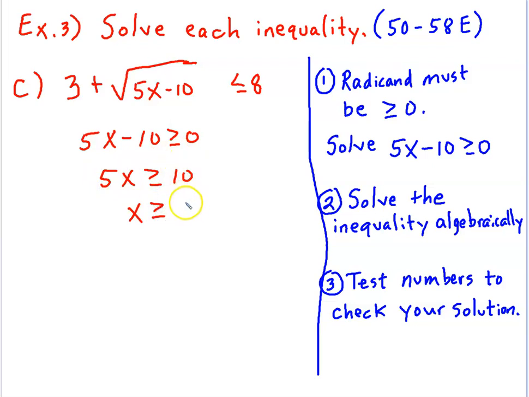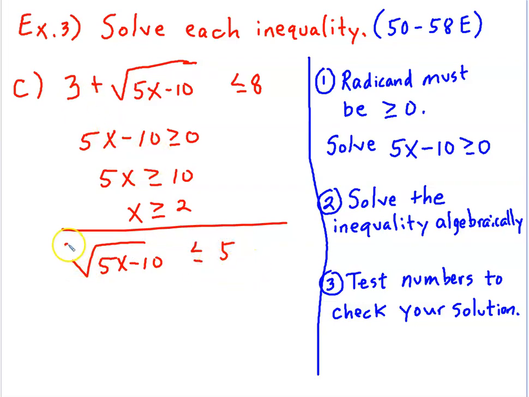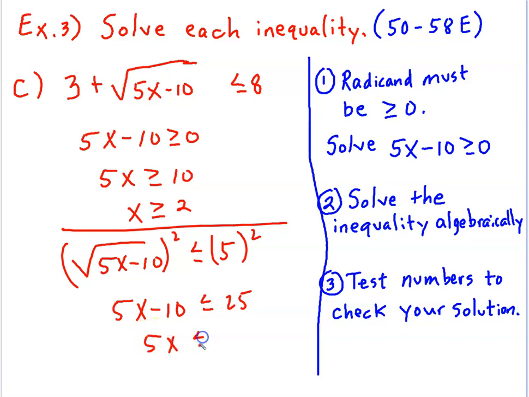So I've got to make sure that my answers are any number greater than or equal to 2. Okay, so when I solve the inequality, I'm going to go ahead and subtract 3 from both sides. And I'm going to square both sides. And then solve for x. 5x is less than or equal to 35. X is less than or equal to 7.